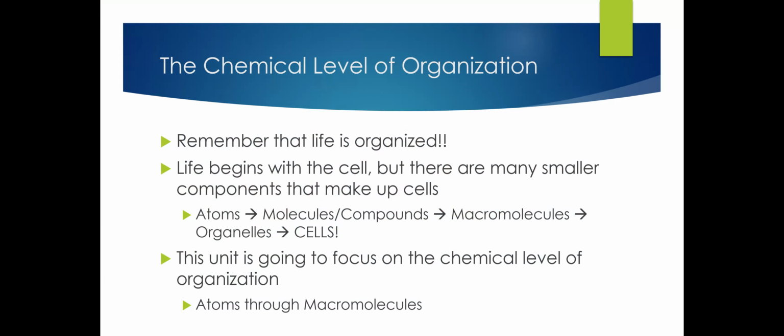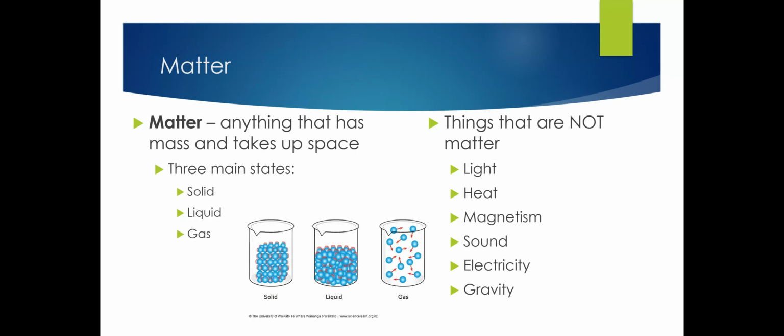So why are we talking about chemistry? Well, remember that living things are organized, all the way from the atomic level, where atoms make up everything, living and non-living, up to cells. Remember that organization continues: cells make up tissues, and it goes all the way up to the biosphere. This unit is going to focus on the lower end of that organization. We're going to look at the chemical level of organization, starting with atoms, so we need to know what they are, and then go all the way through macromolecules in our first unit of biochemistry.